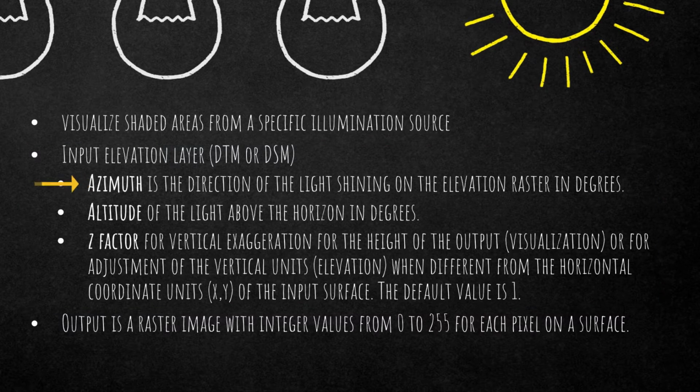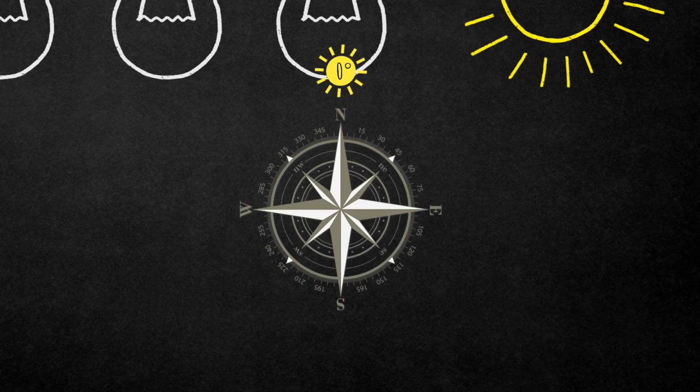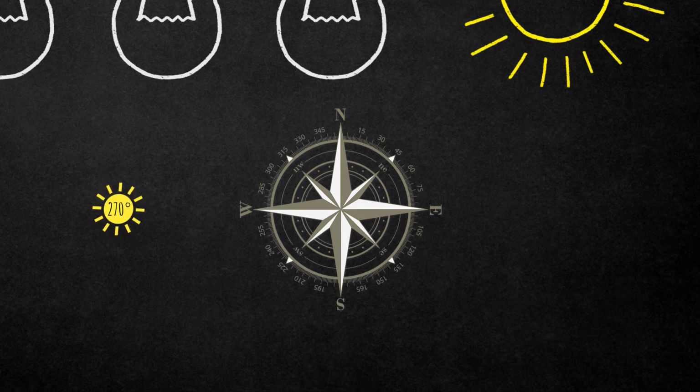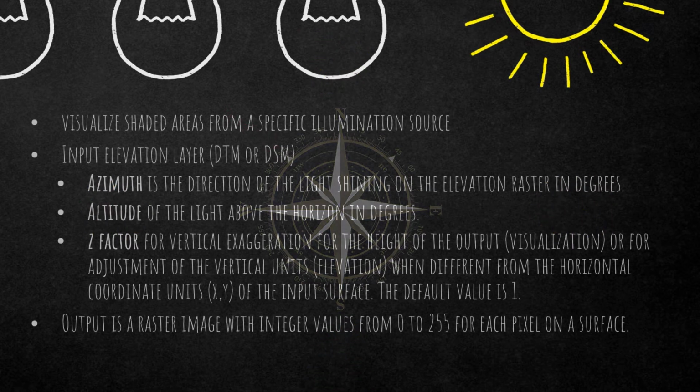So what you can define is the azimuth, for example, which defines the direction of the light shining on the elevation raster in degrees. And this is measured from north in clockwise degrees from 0 to 360. And so if you want to have the sun shining from east, you would need to set this one to 90. The default setting is 315, but you can change that at any time.